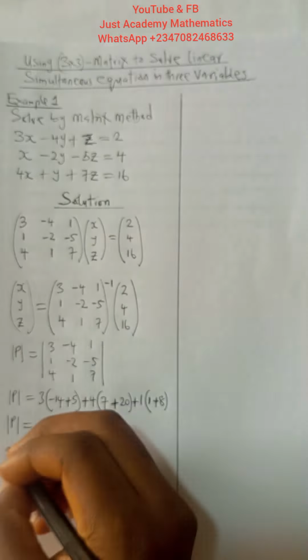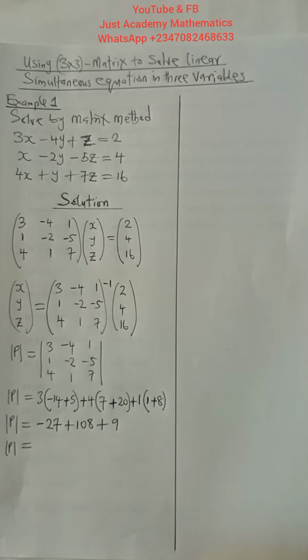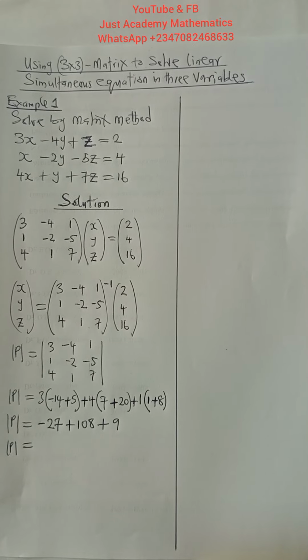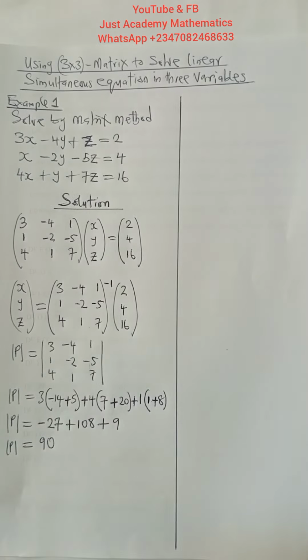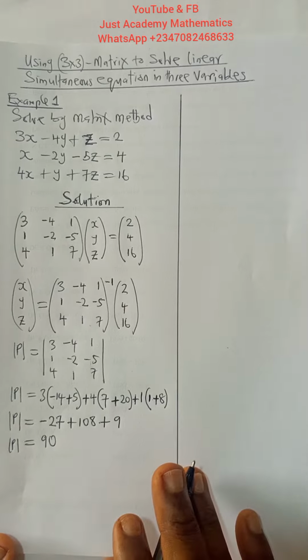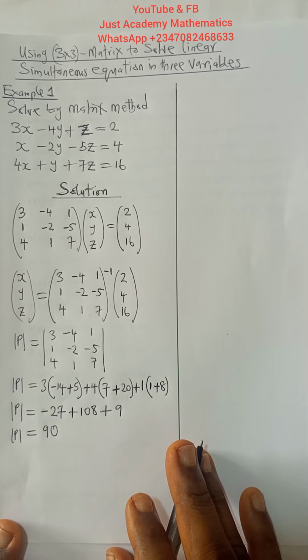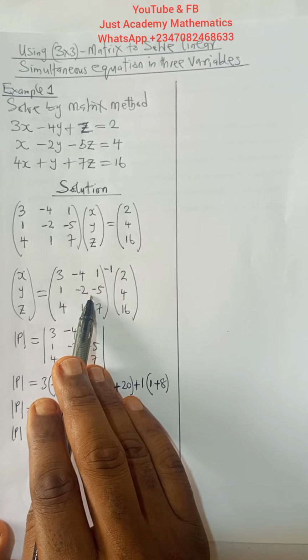So what is P determinant now? P determinant is now 9 plus what? 108. 9 plus 108 will give us 117. Then 117 minus 27 will give us 90. So P determinant is equal to 90. So now that we know that P determinant is 90, how do we now find the inverse of this one? Which is the next step now.